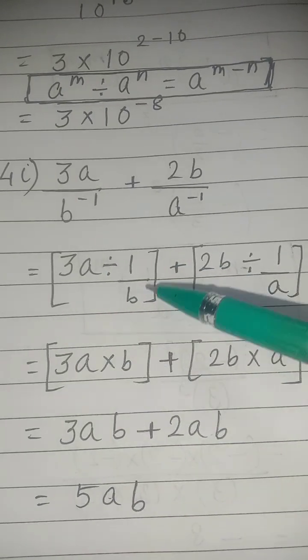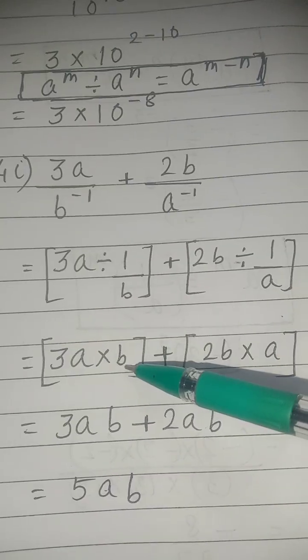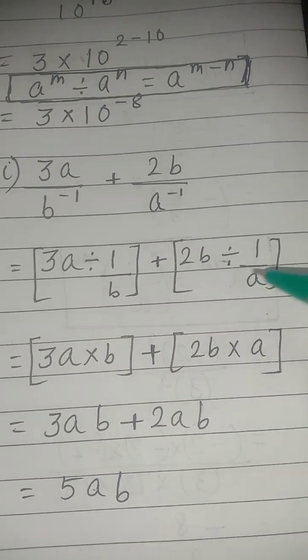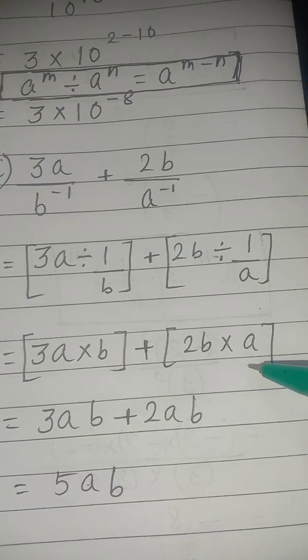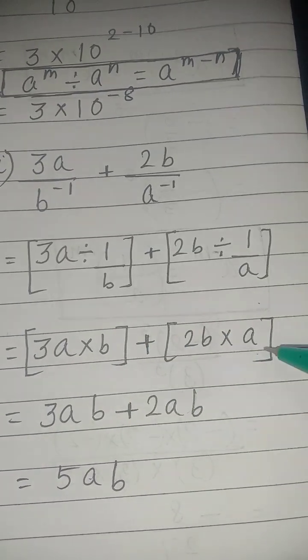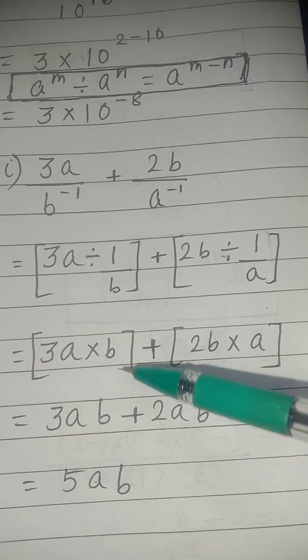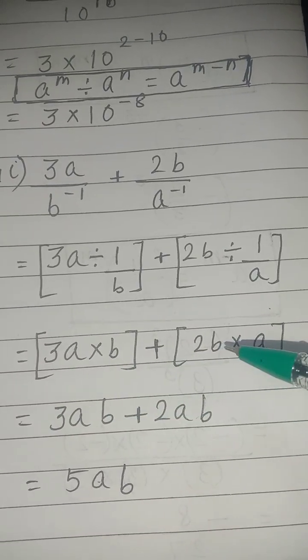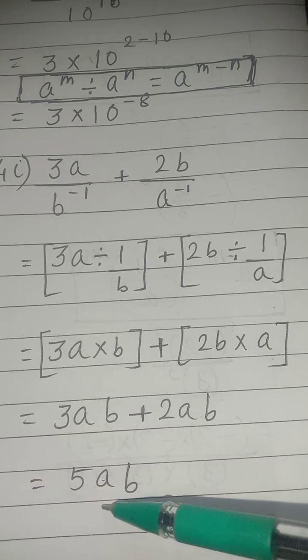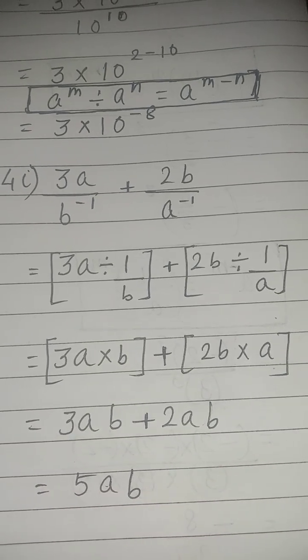So 3a into b by 1 can be written as into b, plus 2b into a by 1 can be written only as a. So 3a into b plus 2b into a. So 3a into b can be written as 3ab, and here it's 2ab. Now 3ab plus 2ab will become 5ab.